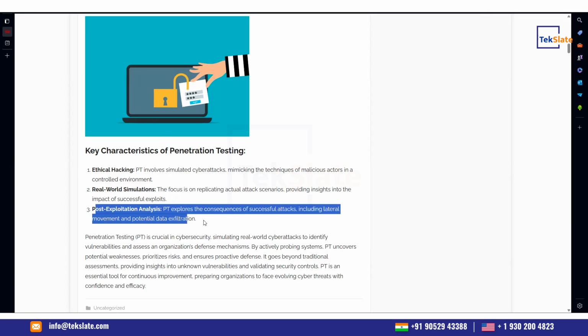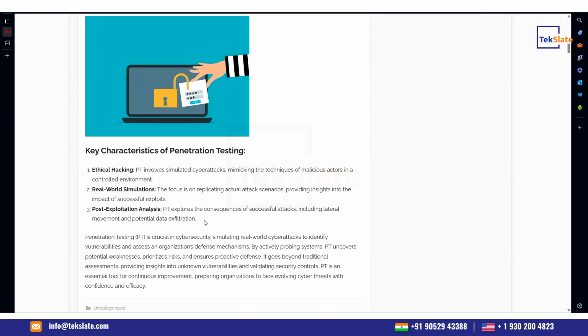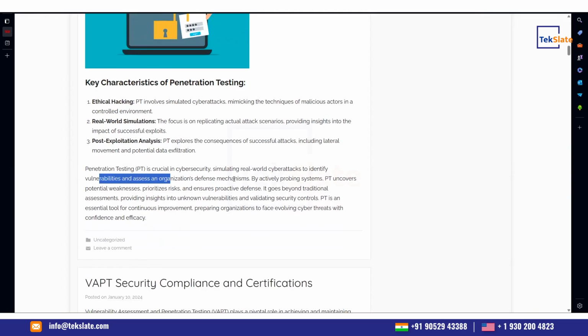Post exploitation analysis: once we get into the system, we do the post exploitation analysis. We gather some information. There are lots of systems in a single network, so once we get into one system, we can get access to other systems by lateral movement and privilege escalation. By doing that, we can exfiltrate the data which is crucial for the organization. Penetration testing is crucial in cybersecurity, simulating real-world cyber attacks to identify vulnerabilities and strengthen organization defense mechanisms.